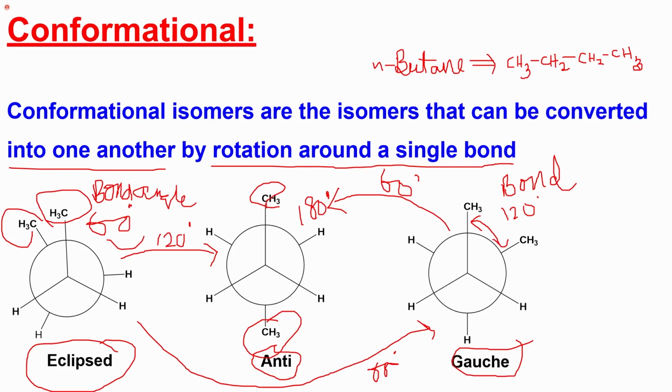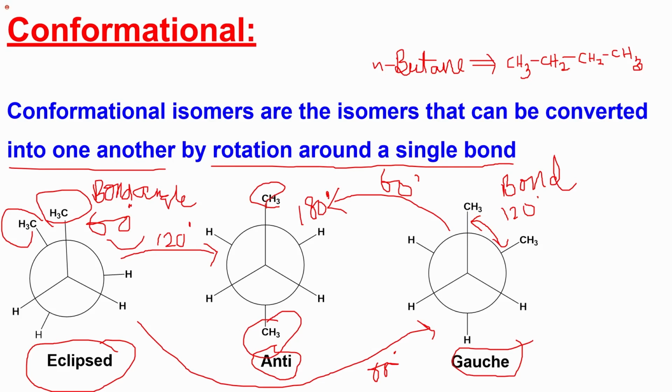Okay, so the eclipsed isomer: by a 60-degree rotation, you will get the gauche isomer. It is a total 120-degree bond angle. By another 60-degree rotation, you will get the anti isomer. So this is the conformational isomer.